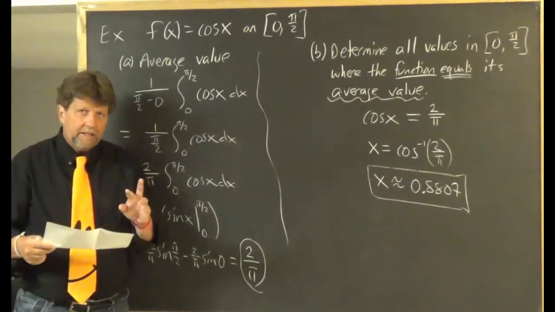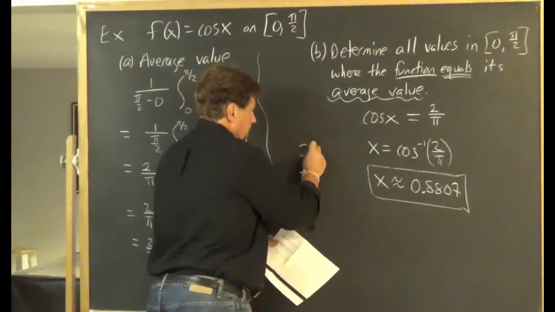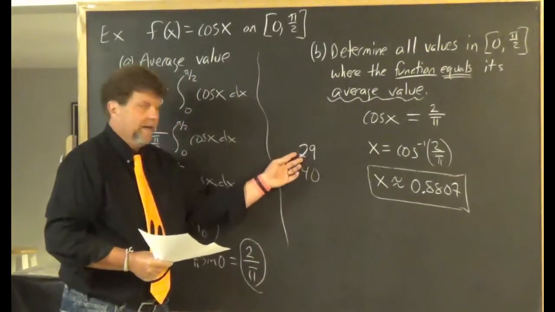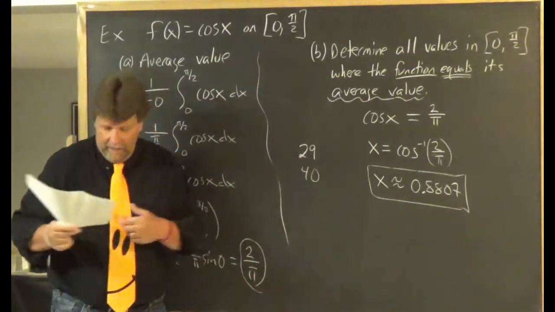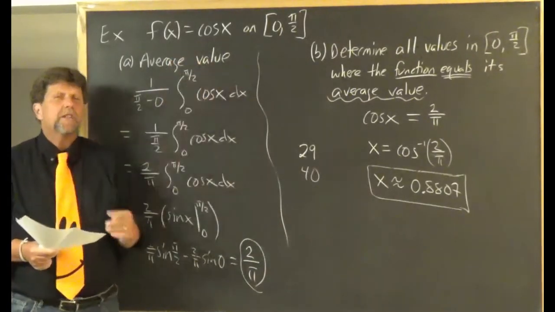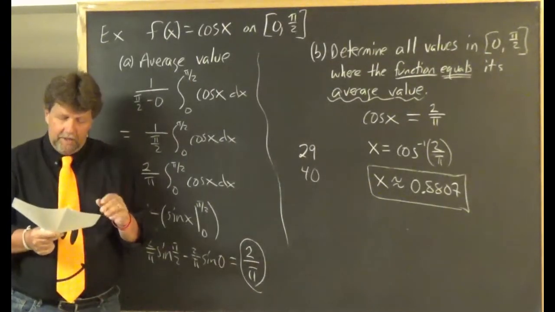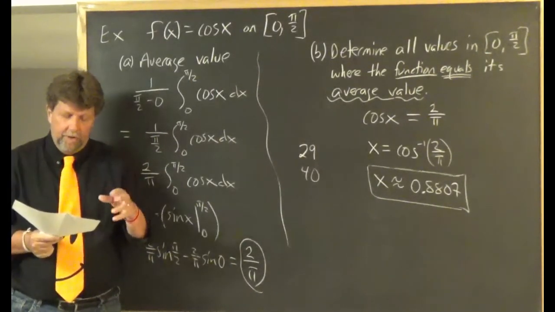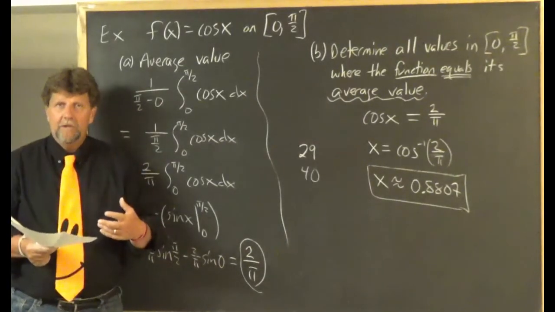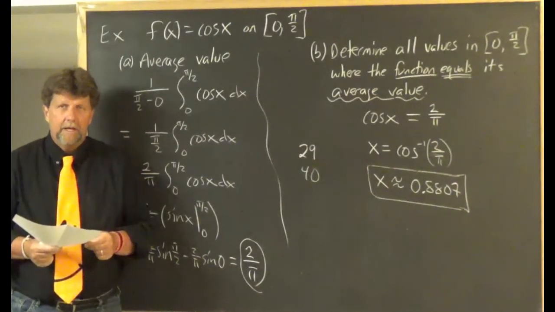So I'd like you to practice a couple in the section 5.4 exercises. Numbers 29 and 40. You need the result of 29 to do 40. And 29, it's the same function, it's just a different interval for the function. I'll give you a hint on number 40, because in number 40 you're finding the values where the function equals its average value. You should get two values of x in number 40.